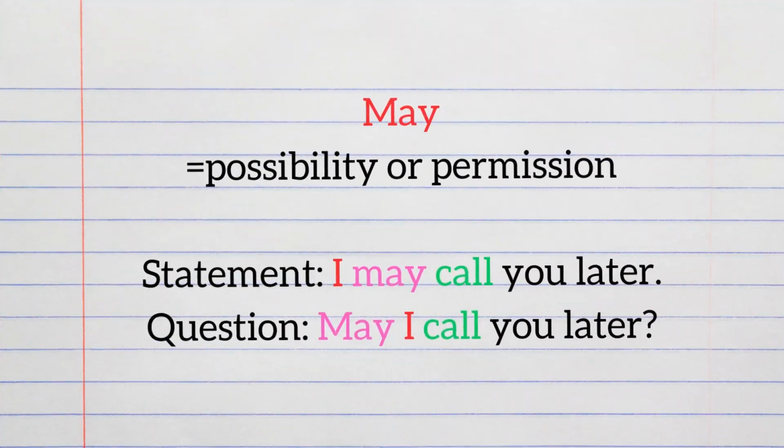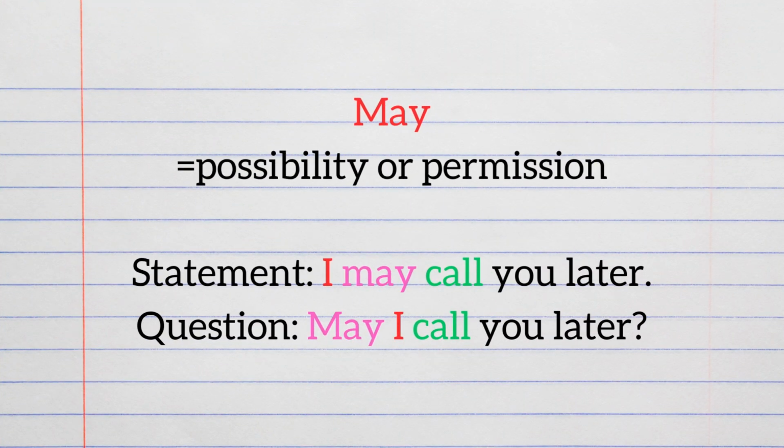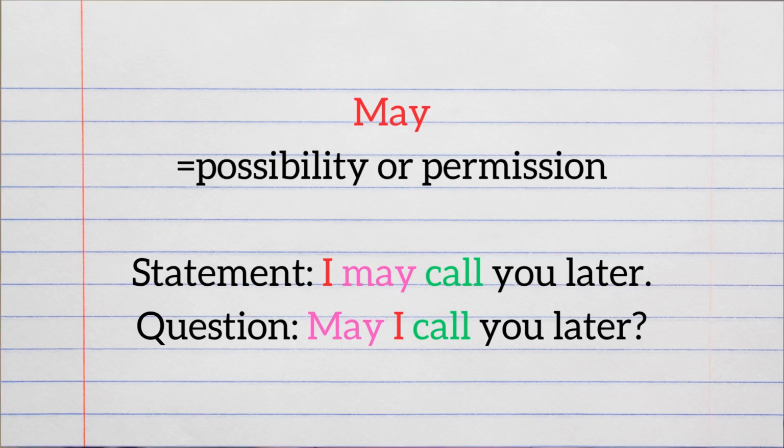May is used to convey possibility or to ask for permission. For example, I may call you later. It's possible that I'll call you later. In a question, when we're asking permission, you can say, may I call you later?